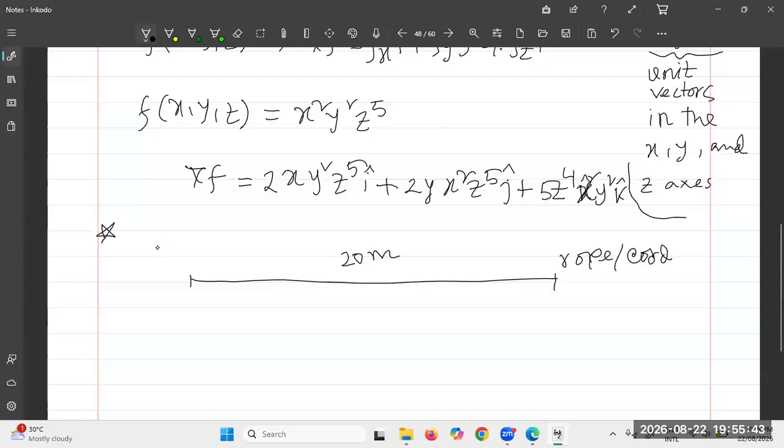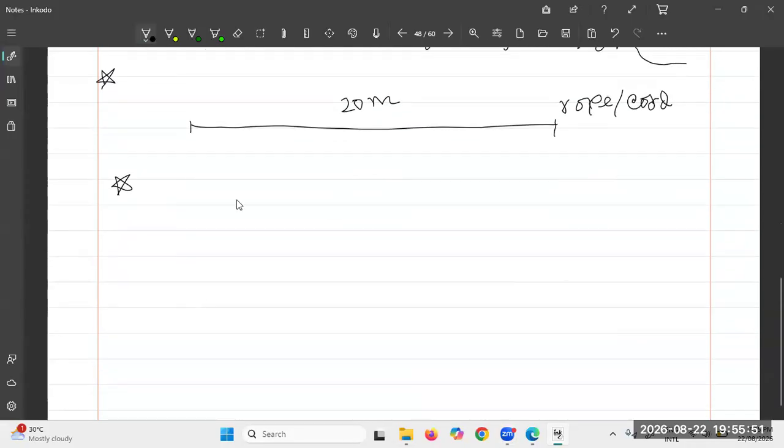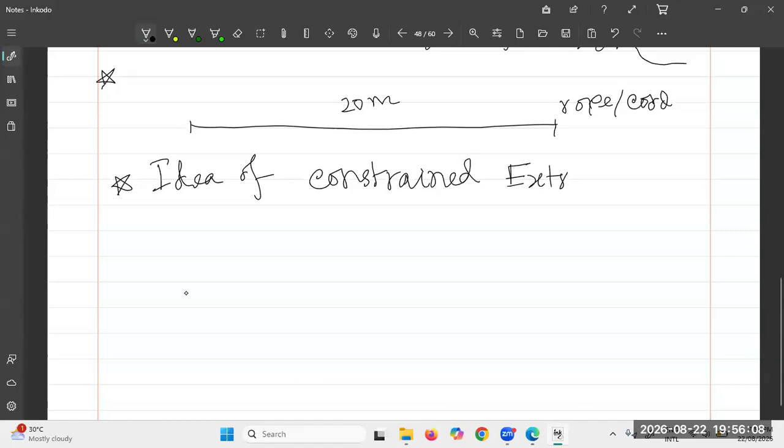So the idea of the constrained relative extremum problem. I am just explaining the idea of the constrained relative extremum problem, the constrained extrema values. Okay, so for example, consider we have a rope of length 20 meter.